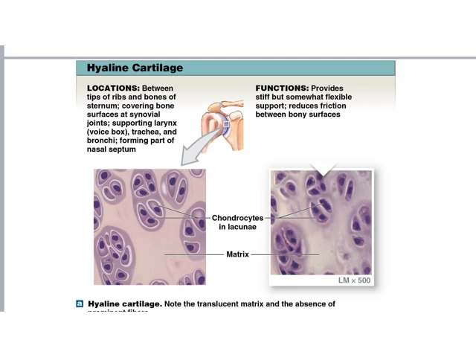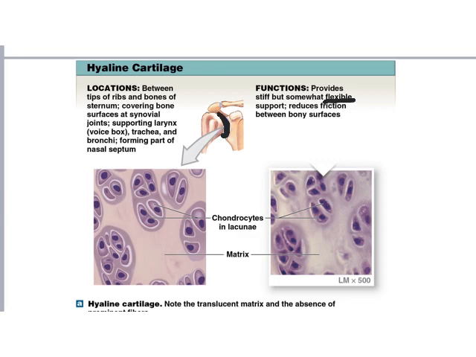So there are three primary types of cartilage. Hyaline cartilage, this is the cartilage that you'll find between the tips of the ribs and the bones of the sternum, for example. You'll find it covering the joint surfaces of a lot of joints. So this is kind of showing you the shoulder joint, and covering the shoulder joint, the cartilage there is hyaline cartilage. It's also part of your voice box, the trachea, the bronchi, and the flexible part of your nose. So this is stiff but still somewhat flexible support.